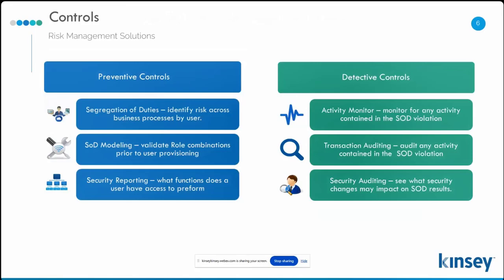Then on the detective side, that's where we're looking at, well, if they are in violation, let's see if they're actually doing anything. You may have to look just at the business class level, like are they only doing views, or are they doing changes and updates? And if we need to get down to the actual data behind it, we can go as deep as the transaction level to find out what's happening and what changes they're making, to make sure that what they're doing is actually okay.